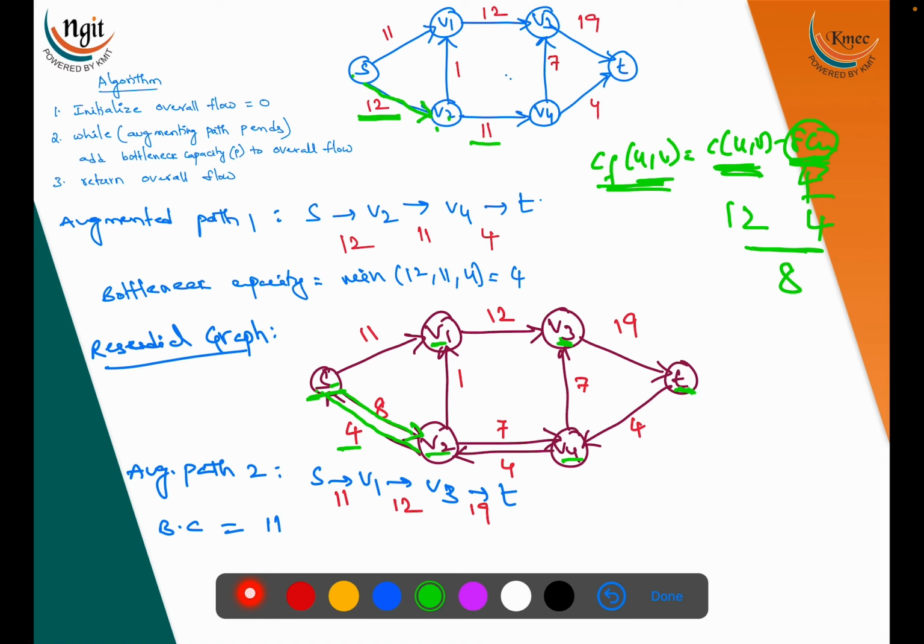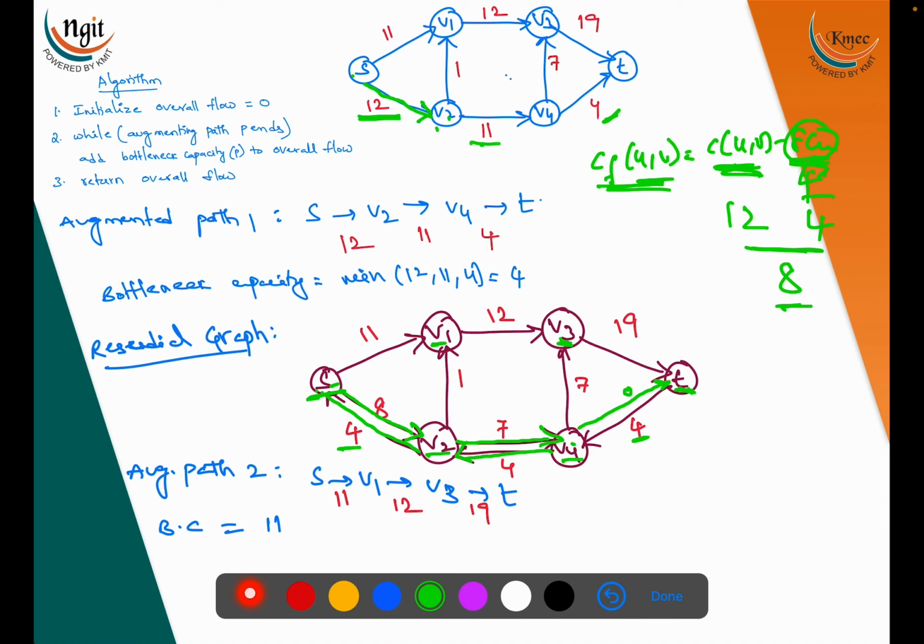So V2 to V4 actual capacity is 11. Residual capacity is what? 11 minus 4, which is 7. So 7 is moving this side and 4 will move at the opposite side. And 4 minus 4, it is 0. So I am not marking any residual capacity because 4 minus 4 is 0. You can also point it out if you need. It is 0 and in the opposite direction it is 4.